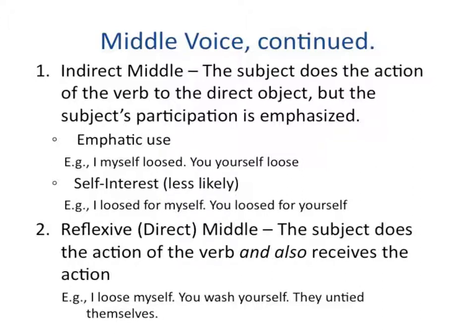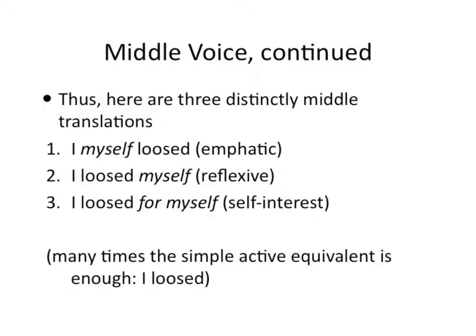So ultimately, I want you to know three different uses. The emphatic, the reflexive, and the middle of self-interest. So the emphatic middle, the reflexive middle, and the middle of self-interest. And it can be pretty much summed up in this small chart that we have here. I myself loosed, emphatic. I loosed myself, reflexive. Or I loosed for myself, self-interest, right? So at the end of the day, these are the three that I want you to remember: emphatic, reflexive, self-interest.